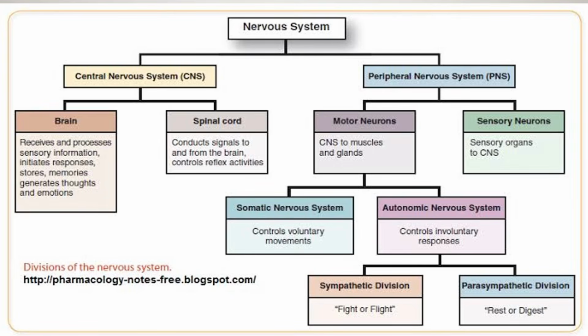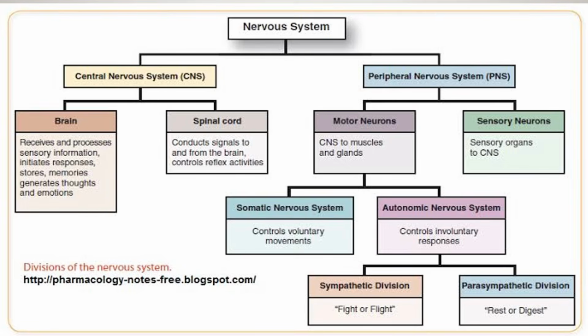The autonomic is responsible for involuntary responses. The somatic controls voluntary movement. The autonomic is divided into two: the sympathetic and the parasympathetic. The sympathetic is responsible for fight and flight, while the parasympathetic is responsible for rest and digest.